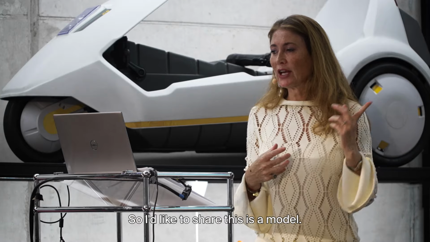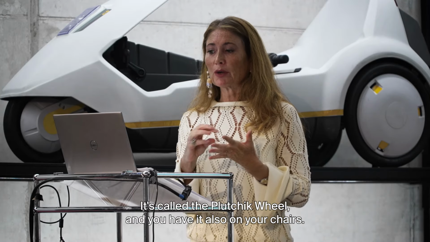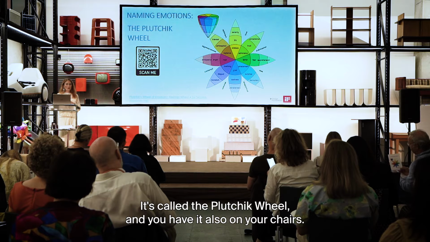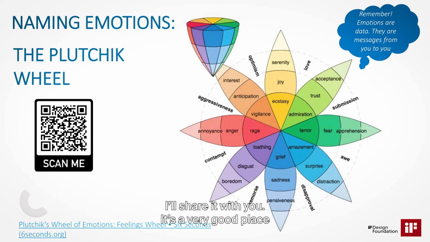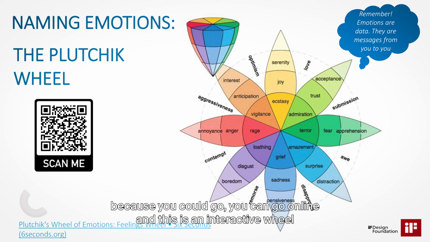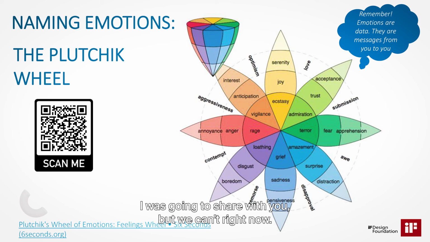So I'd like to share this model. It's called the Plutchik Wheel, and you have it also on your chairs. It's a very good place to test your emotional vocabulary and to start expanding it. I had put the QR code because you can go online, and this is an interactive wheel I was going to share with you, but we can't right now.